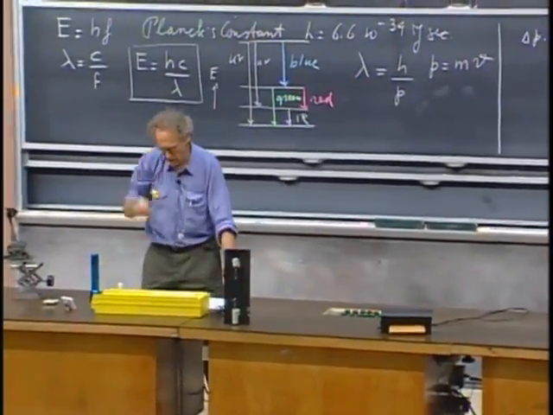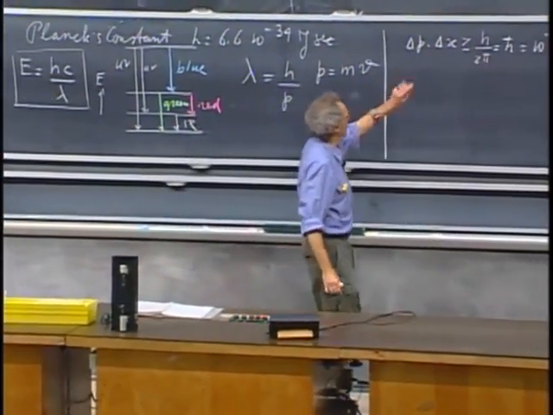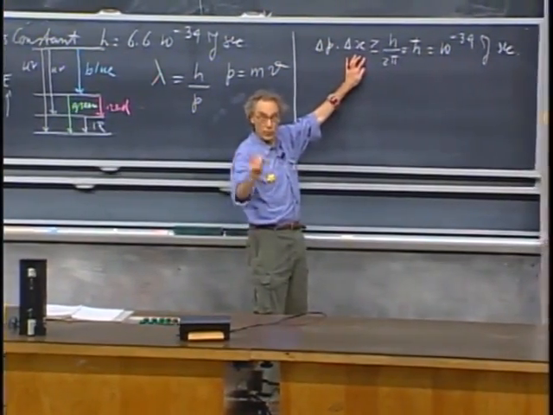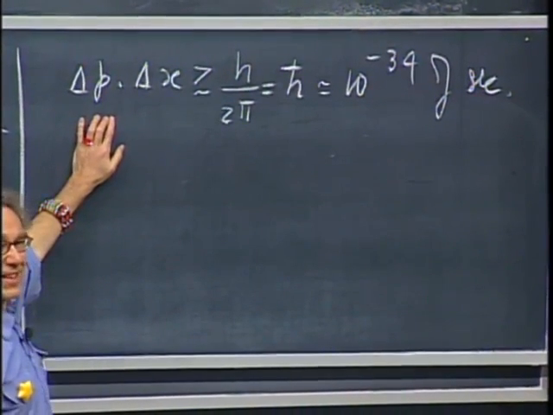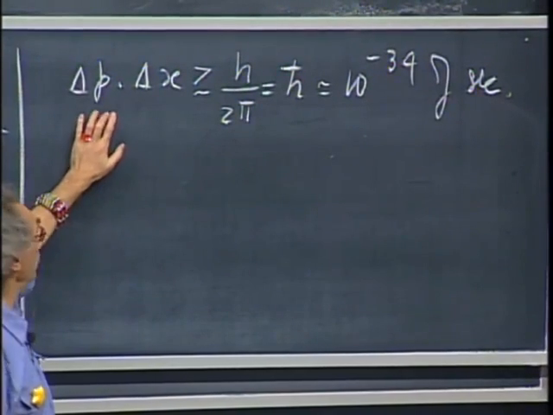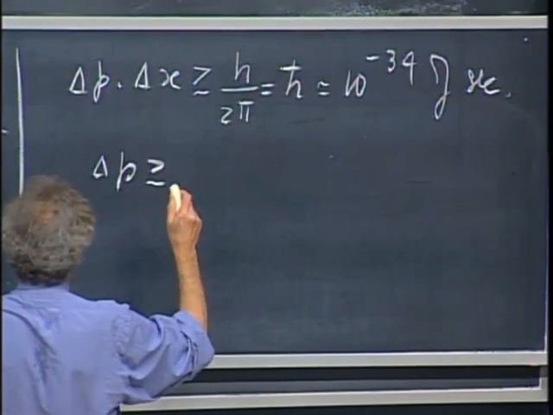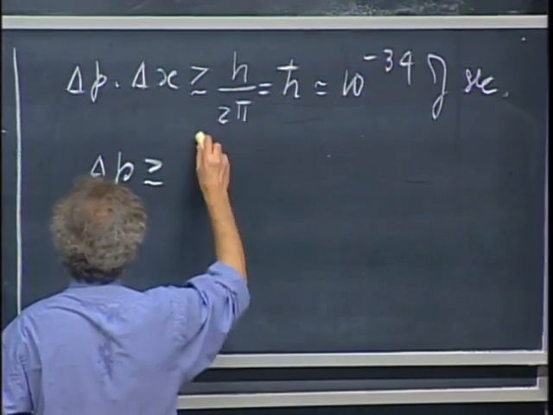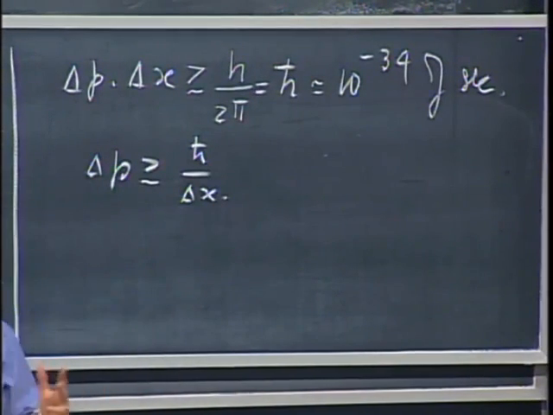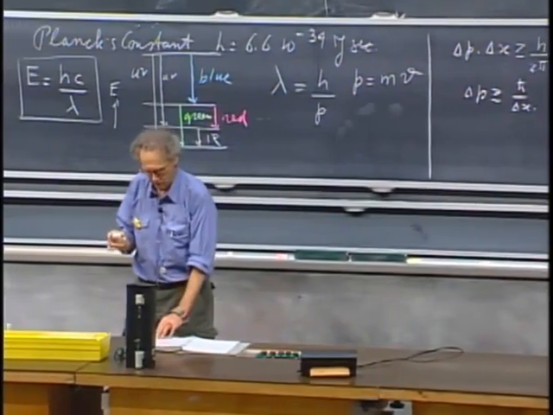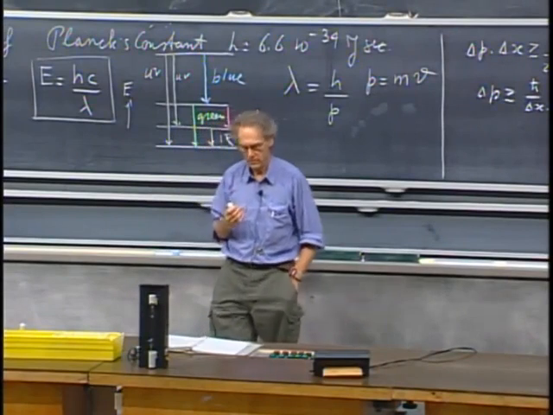What does this mean now? Well, it means that if the position is known to an accuracy delta x, and we'll give you some examples, then the momentum is ill-determined: it is not determined to the amount delta p larger than or equal to h bar divided by delta x. That's what it means. And I'll give you an example which I've chosen from a book of George Gamow.